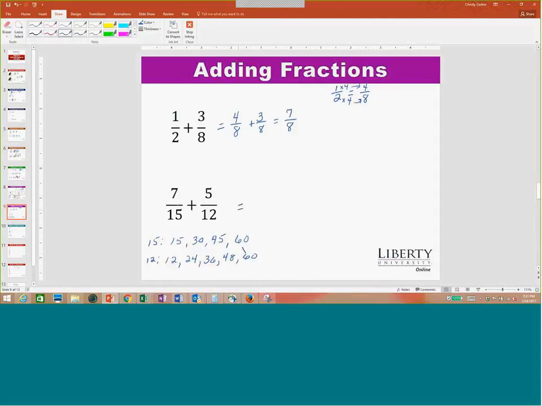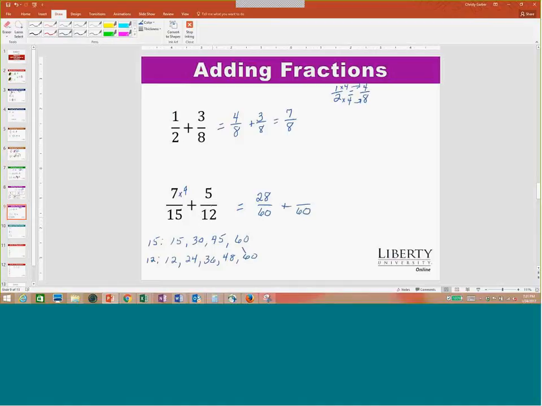Then you can change your fractions to have the same denominator, 60 in the denominator, because that's the least common multiple of your denominators. So 15 times what will give me 60? Well, it looks like 4: 1, 2, 3, 4. So I've got to multiply my numerator also by 4. So 7/15 is the same as 28/60.